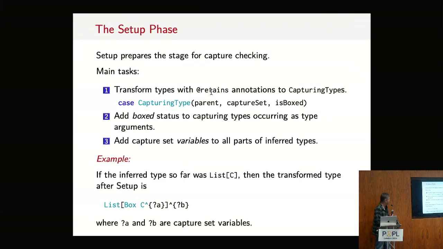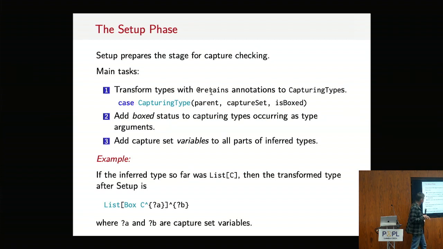So what the setup phase does is it takes these types, and if it finds a type with a retains annotation, which is explicitly given, then it converts it to a capturing type. The capturing type has the underlying type parent, it has a capture set, and it knows whether it's boxed or not. So it has this boxing information. It adds box status to capturing types, also explicitly given if they appear in arguments, so they get boxed. And for all the inferred types, it decorates them with capture set variables.